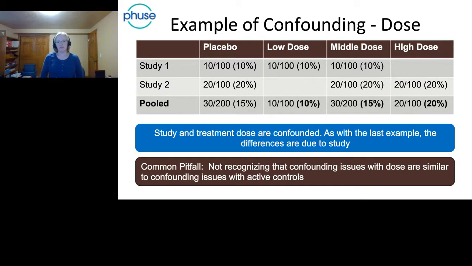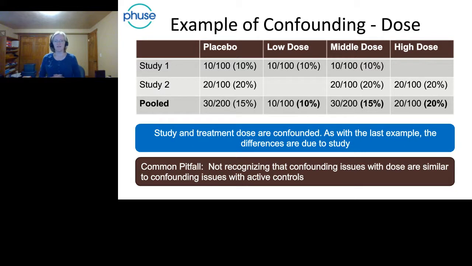However, where I don't see any improvement, and we still have challenges, is when there's confounding by treatment dose in study. I don't know why people don't understand that these are the same issues, and why we don't pool active control studies and placebo-controlled studies. Here's an example where one study has placebo, low dose and middle dose, and the second study has placebo, middle dose and high dose. If you just crudely pool the data, you're going to be completely misled that the differences you see are due to study, not dose.